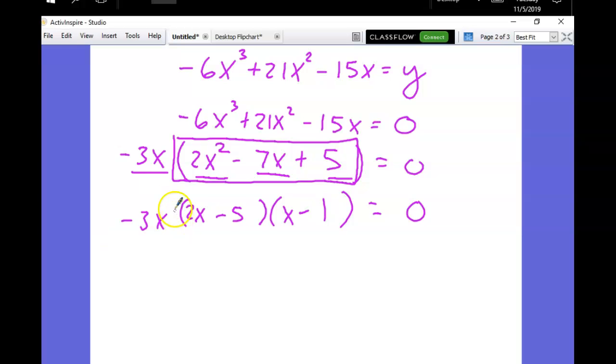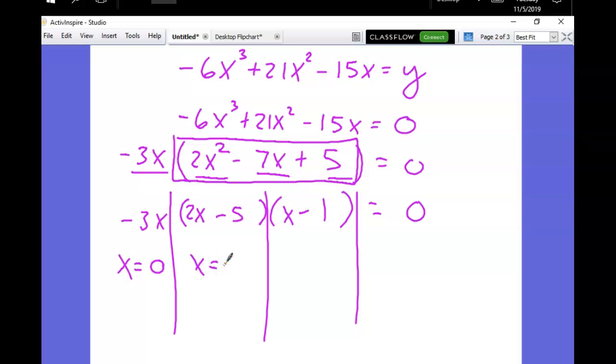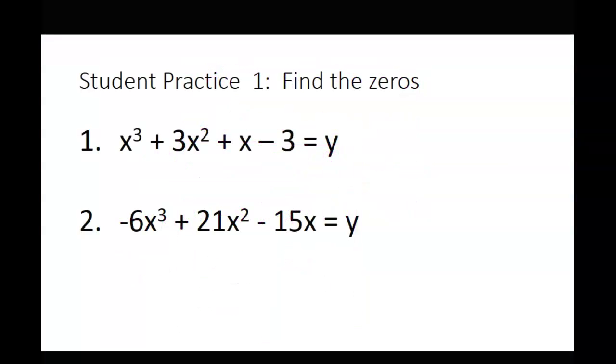We do the 0 product property, right? That's where we take each piece and set them all equal to 0. What would this one give us? 0. How about this one? Cool. You could write it either way. How about over here? So this polynomial touches the x-axis at 3 places, right? Okay, so that's your guided practice.